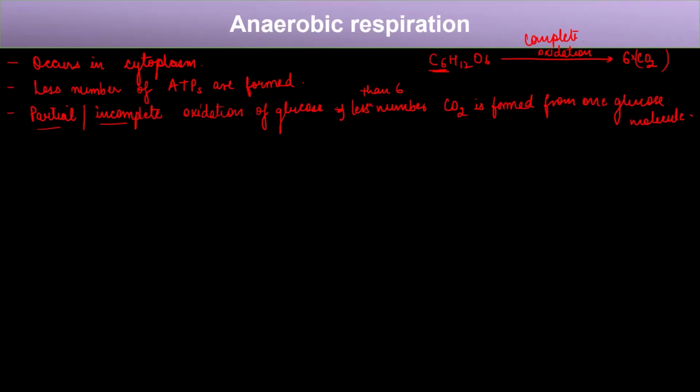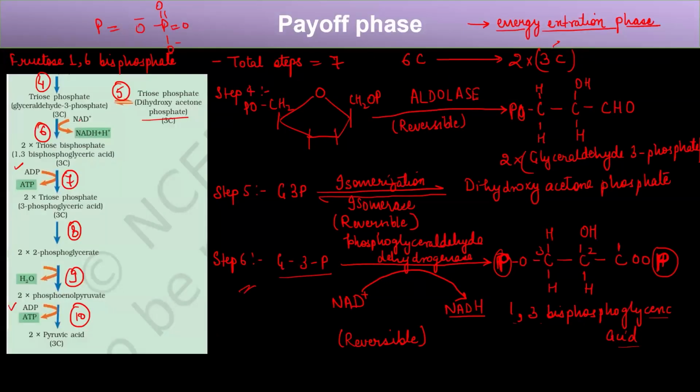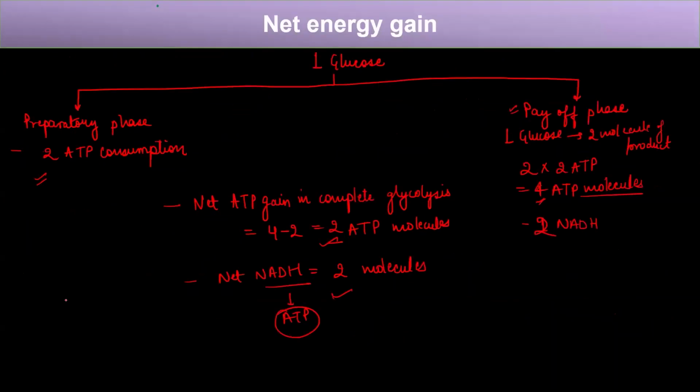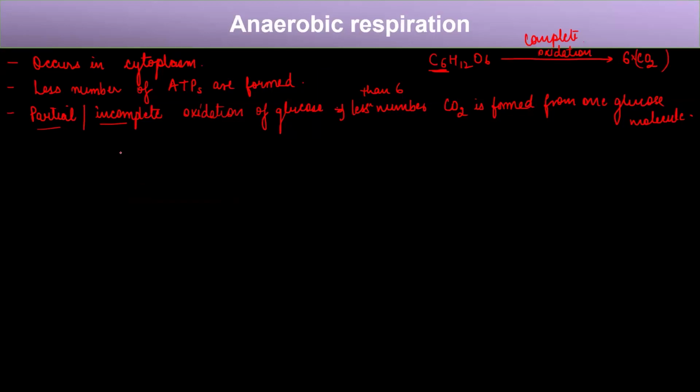For example, in glycolysis, we do not see the formation of any carbon dioxide. So it is an example of partial oxidation. Why? Because here pyruvic acid is formed. There is no carbon dioxide, but this pyruvic acid will ultimately go to the Krebs cycle in the case of aerobic respiration, and then lead to the formation of 6 carbon dioxides. So glycolysis is partial, while the term incomplete means that ultimately, at the end, fewer carbon dioxides will be formed.